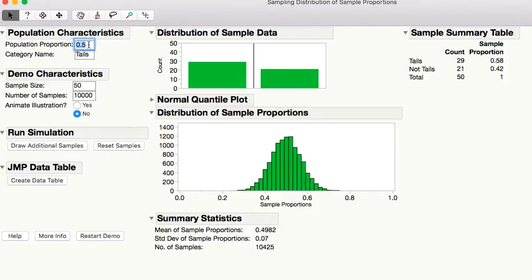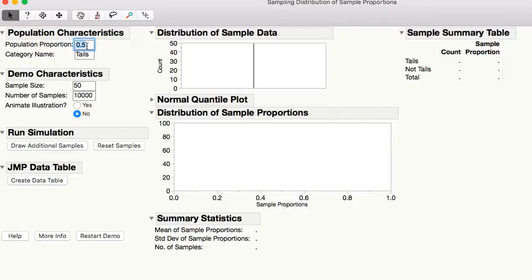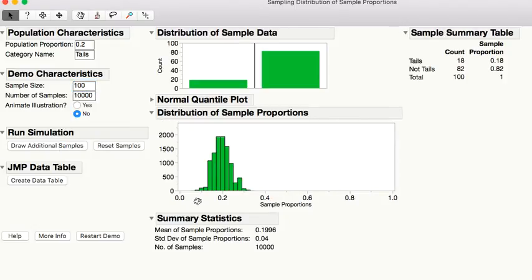I can change this to something other than 50% if we want to start over. Maybe start this at, say, 20%. I'm going to go ahead and increase my sample size. We'll just do 10,000 right away. Notice it's still roughly unimodal and symmetric, centered at 20%. And if we do our square root of 0.2 times 0.8 over 100, we would get that standard deviation.